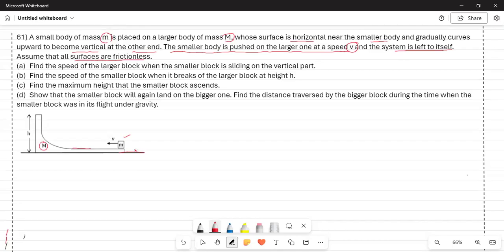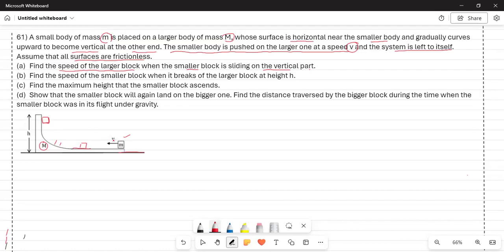Then the first question is, find the speed of the larger block when the smaller block is sliding on the vertical part. This smaller block will gradually come here, then it will come here, then finally the smaller block will climb up the vertical part, provided of course it has sufficient kinetic energy.